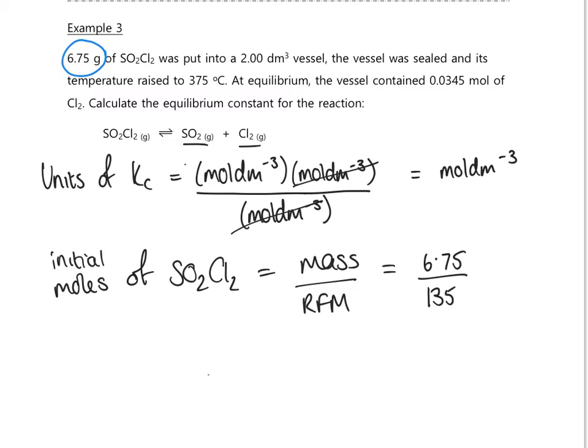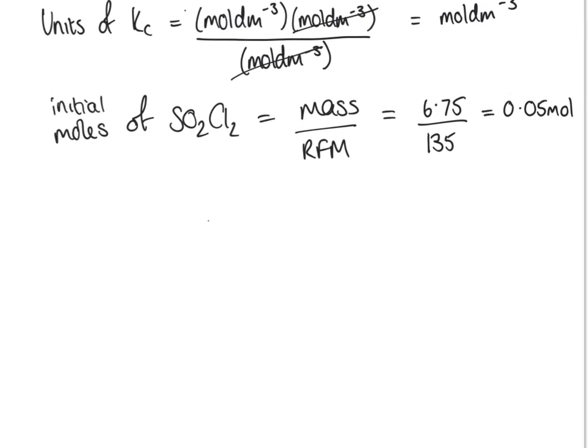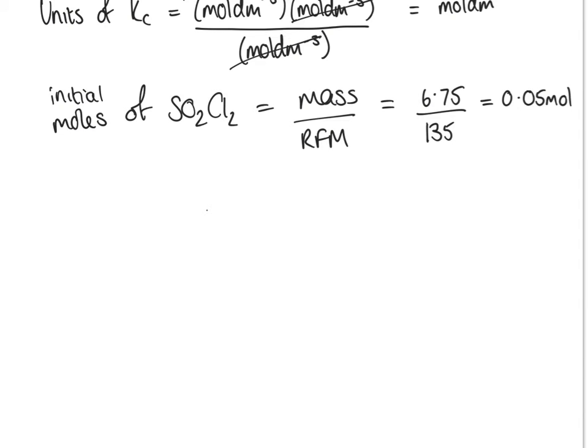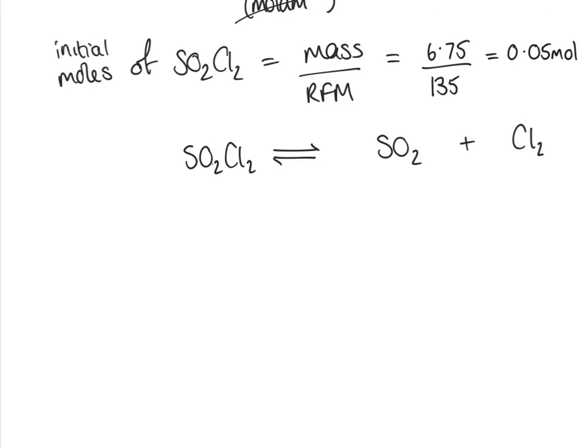Okay. Yeah. Anyway, that works out at 0.05 moles. So now I'm ready to put that into my equation as my initial moles. Okay, so I'll rewrite my equation with a wee bit of space in between it so that I can write everything underneath. So I've got SO2Cl2 dissociating to give me sulfur dioxide and chlorine. Okay, and when you're doing these, just go right ahead and write your initial, reacting and equilibrium moles.